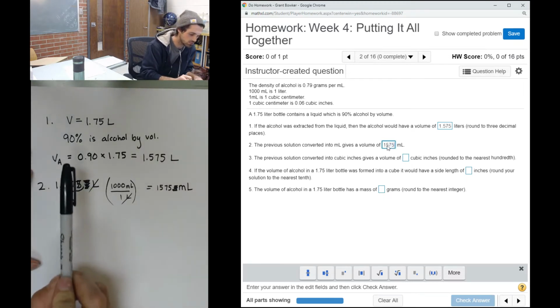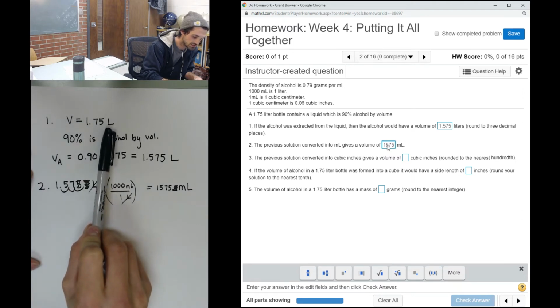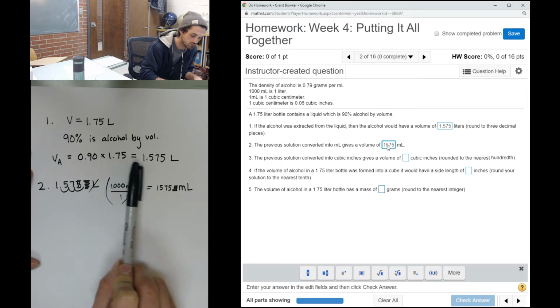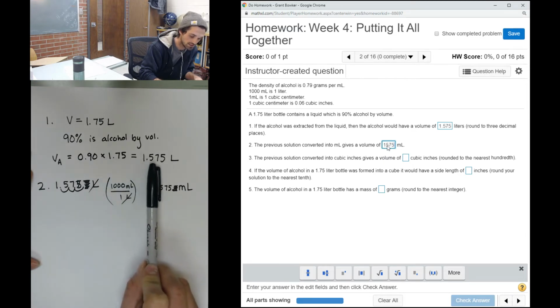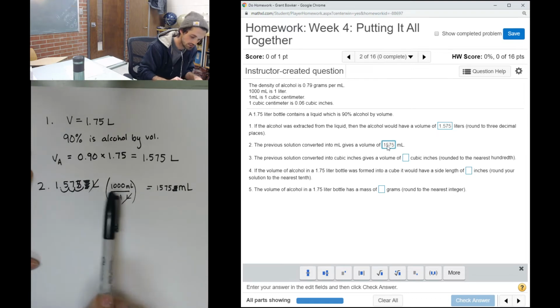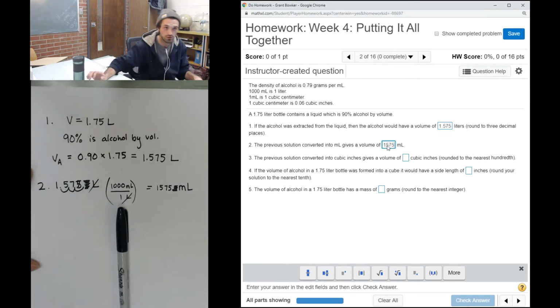So again, to recap what just happened, I took the volume of the bottle. I know it's 90% alcohol by volume, so I found 90% of that volume. So this 1.575 liters is the volume of the alcohol. And now I'm converting that volume of alcohol, the 1.575 liters, into some number of milliliters by utilizing this unit converter or unit multiplier.